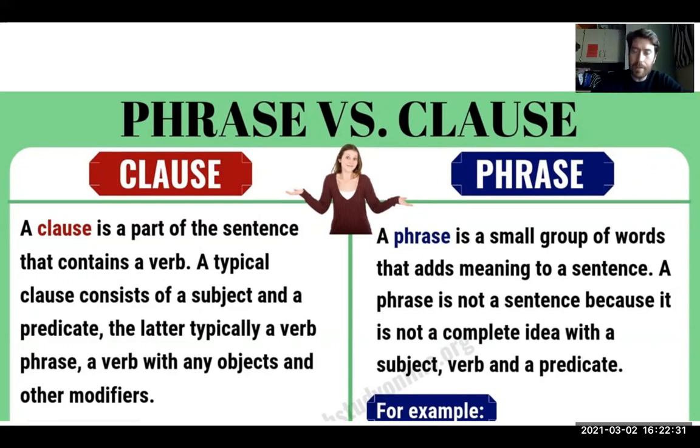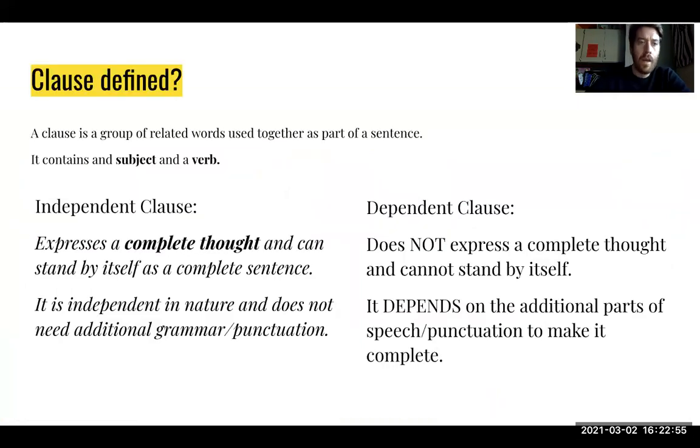A phrase is just a small group of words that might add meaning to the sentence. It is not a complete idea because it does not have a subject, verb, and a predicate. Don't worry about what a predicate means right now. Basically, a phrase generally doesn't have both a subject and a verb. Sometimes it might just be a subject or it might just be a verb. Anyway, we're looking at clauses today, and again, a clause is a group of related words that are used together as part of a sentence.